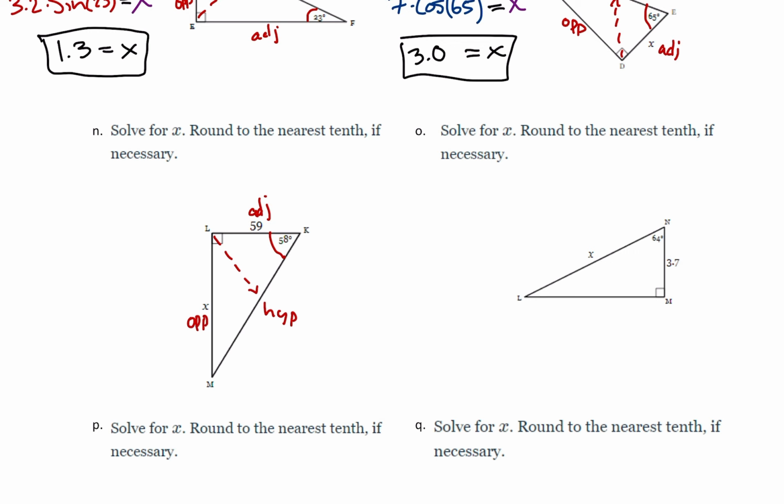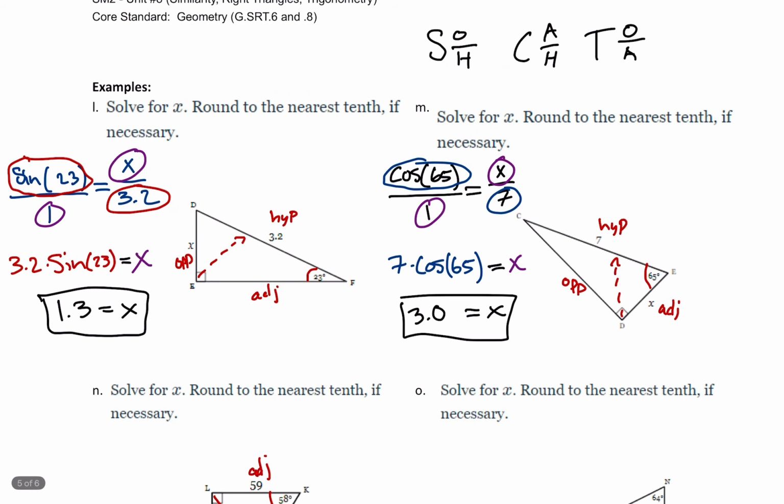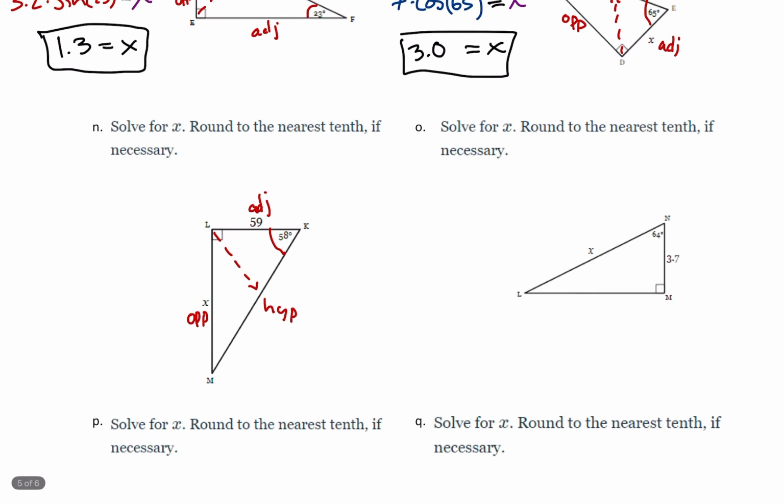Now I need to identify which trig function to use. I've got an adjacent and I've got an opposite. So if I look back up here, what uses adjacent and opposite, that would be the tangent function. So I'm going to be using tangent in this. So I'll start by saying the tangent of my angle, which is 58 degrees, is equal. And now I have to do my ratio. Tangent is opposite over adjacent. So I'll do x over 59.